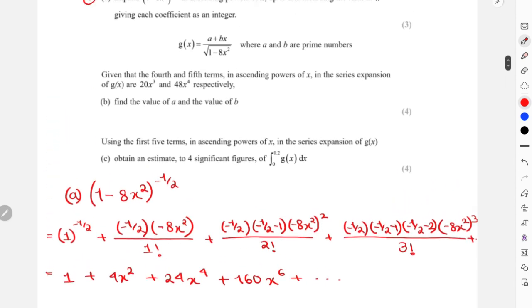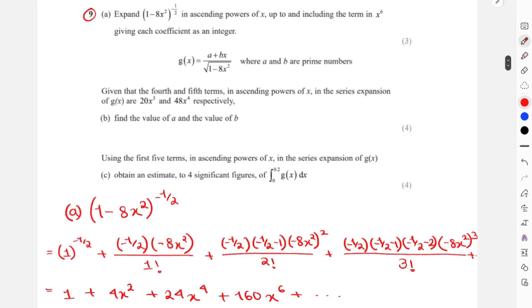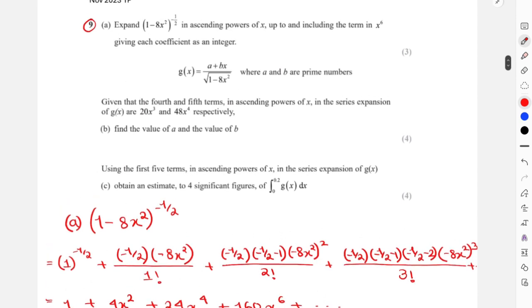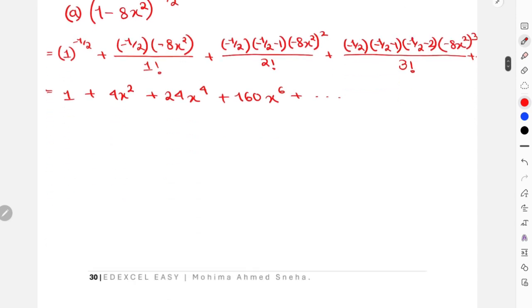For part B now, they have given you the new expression, where a and b are constants. It is given that the fourth and fifth term in the ascending powers of x in the series expansion are 20x power 3 and 48x power 4 respectively, and you have to find out the values for a and b. Obviously we can calculate that.